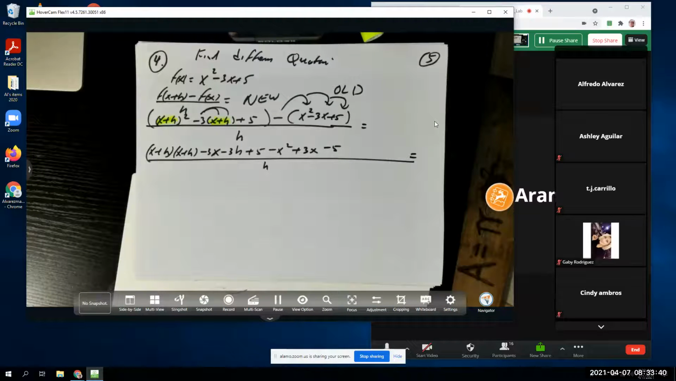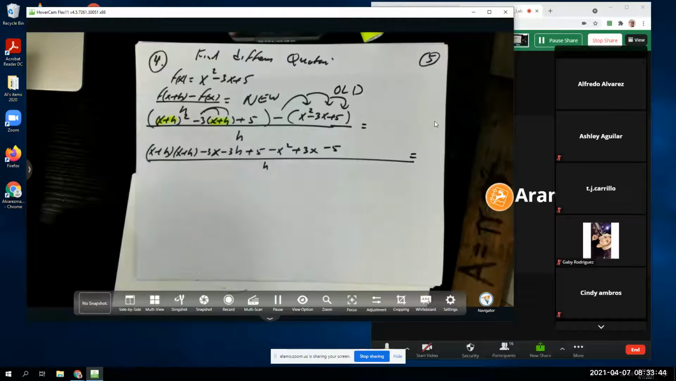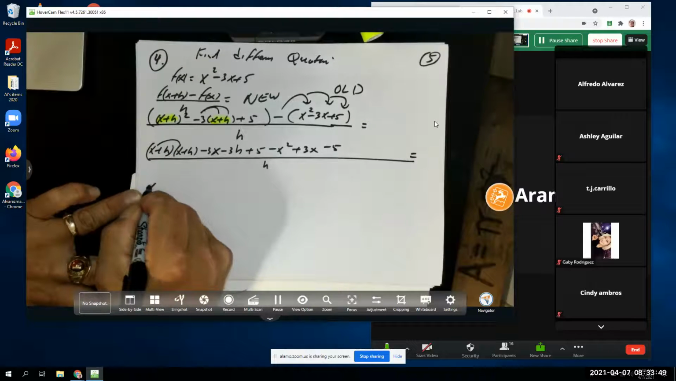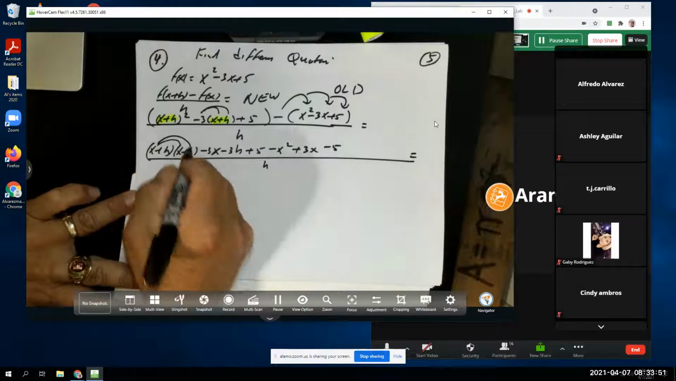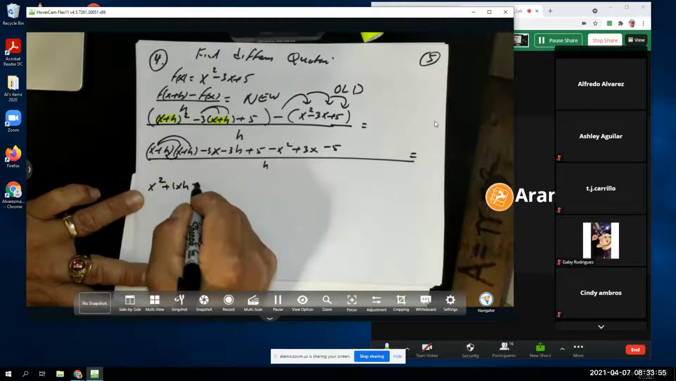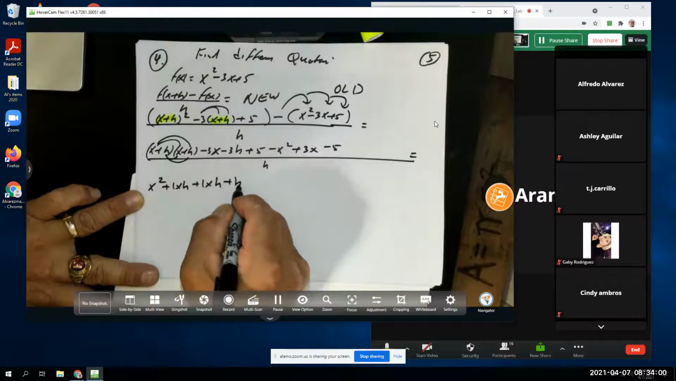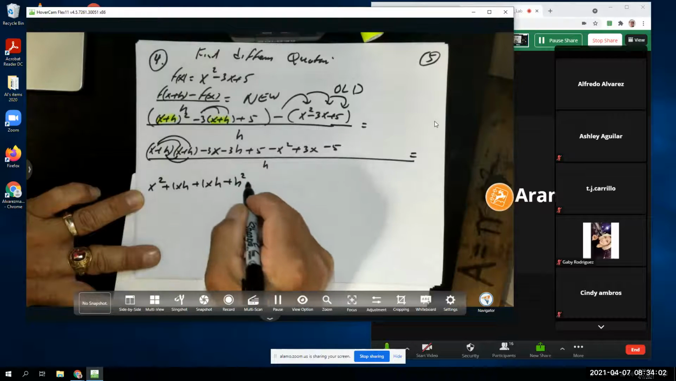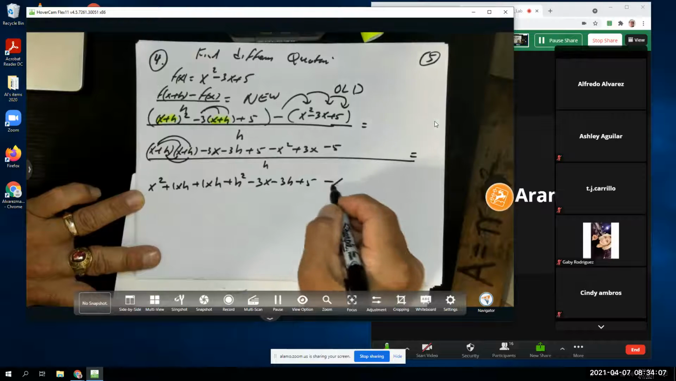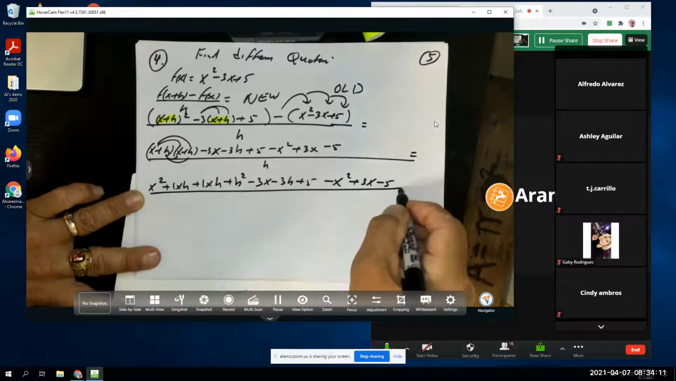Okay, so now the hard part. X plus h, x plus h. I'm going to do that 2 times. So x times x, x squared. X times h, 1xh. X times h, 1xh. H times h, h squared. Everything else, I'm just going to copy it down. Minus 3x minus 3h plus 5 minus x squared plus 3x minus 5 all over h.